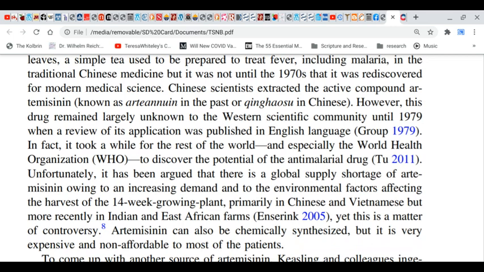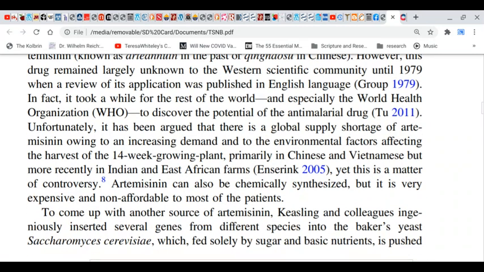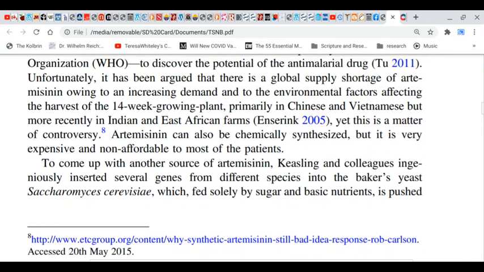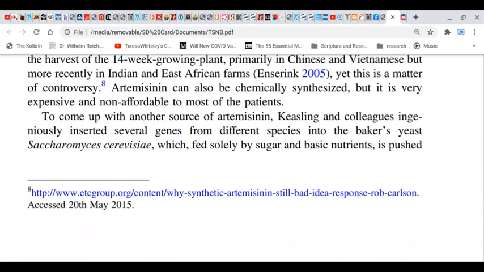Unfortunately, it's been argued that there is a global supply shortage of artemisinin, owing to an increasing demand and environmental factors affecting the harvest of a 14-week growing plant, primarily in Chinese and Vietnamese, but more recently in India and East African farms. Yet this is a matter of controversy. Artemisinin can also be chemically synthesized, but it's very expensive and non-affordable to most of the patients.